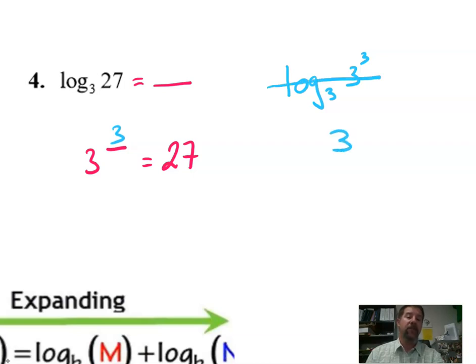And so I'd be left with just 3. Either way, log base 3 of 27 is 3. Kind of two different ways to come up with that answer, but we need to be able to do that.